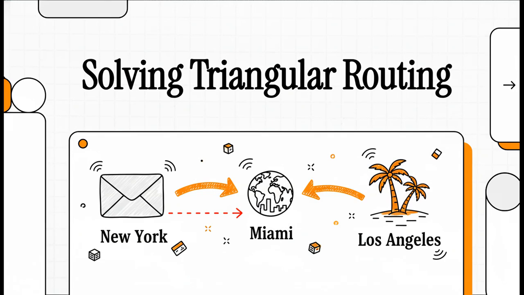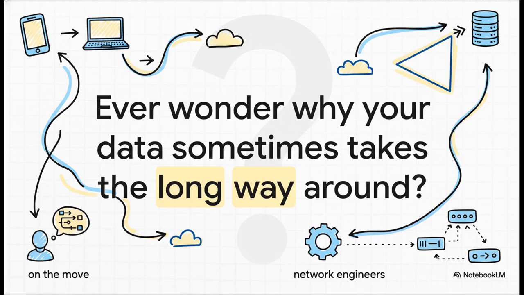All right, let's talk about a classic networking headache, the kind of thing that happens completely behind the scenes. It's a problem called triangular routing in mobile IP, and honestly, it's kind of like sending a letter from New York to LA, but routing it through Miami first. I mean, it gets there, eventually, but it's incredibly inefficient. Let's dig into why.